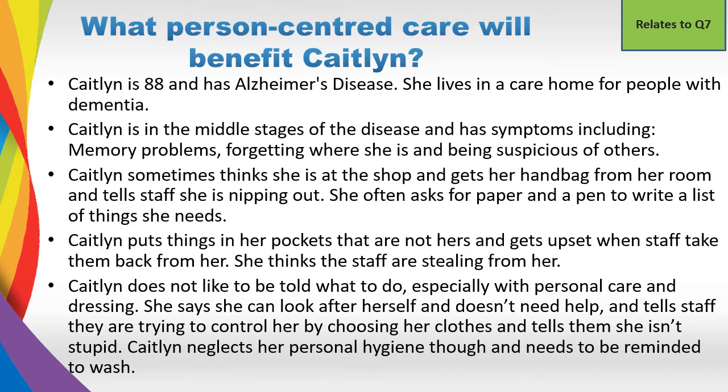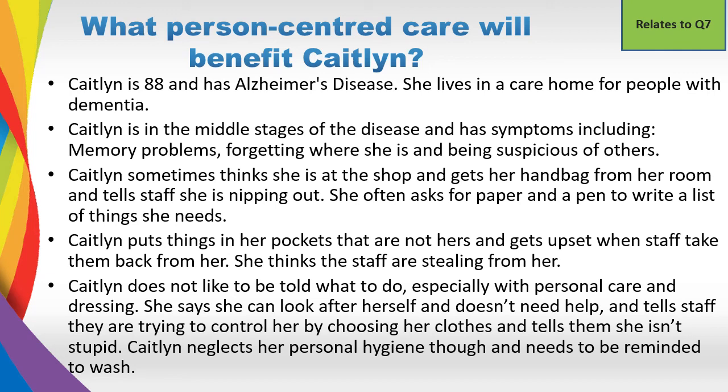So I've got another scenario for you here. Caitlin. So Caitlin is 88 and she has Alzheimer's disease. She lives in a care home for people with dementia. Caitlin is in the middle stages of the disease and has symptoms including memory problems, forgetting where she is and being suspicious of others. Caitlin sometimes thinks she's at the shop and she gets a handbag from her room and tells staff that she's nipping out. She often asks for paper and a pen to write a list of things she needs. Caitlin puts things in her pockets that are not hers and gets upset when staff take them back from her. She thinks the staff are stealing from her.